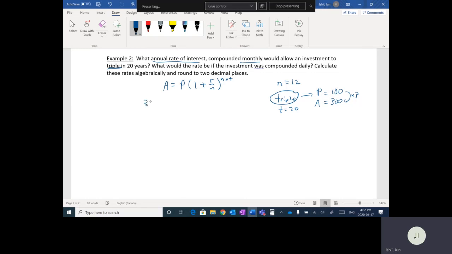So I got 300 equals 100 times (1 plus r, which is what I'm solving for, over n), where n is 12, and this time it is tripling in 20 years, so t is 20. To work this out, what I'm going to do first is multiply the exponents together. So 12 times 20 is 240.